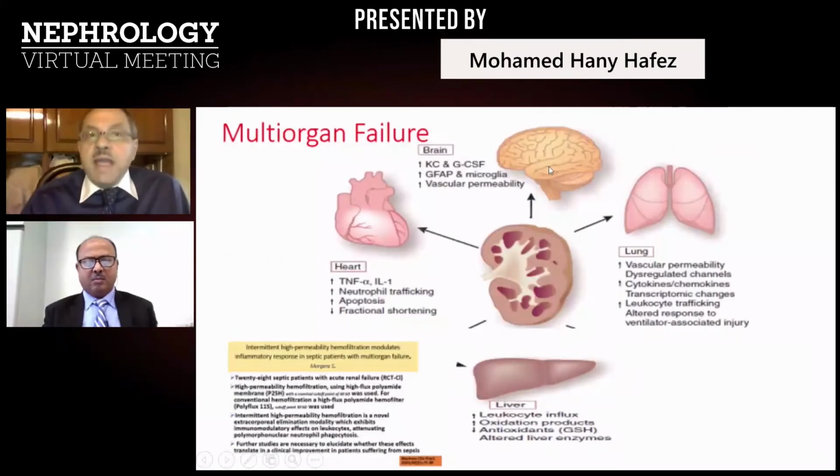Why? Maybe because of its multi-organ failure involvement with many cytokines. You see here tumor necrosis factor, for example, affecting the heart and the lungs, decreasing antioxidants and increasing leukocyte influx in the liver, in the brain, and affecting the microglia and the vascular permeability. And this was actually the underlying idea of using high permeability hemofiltration to get rid of these cytokines in some cases of septic acute kidney injury.